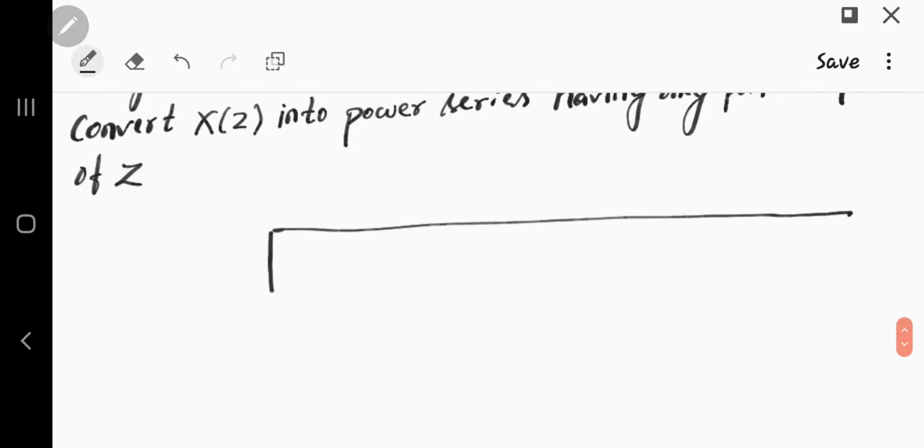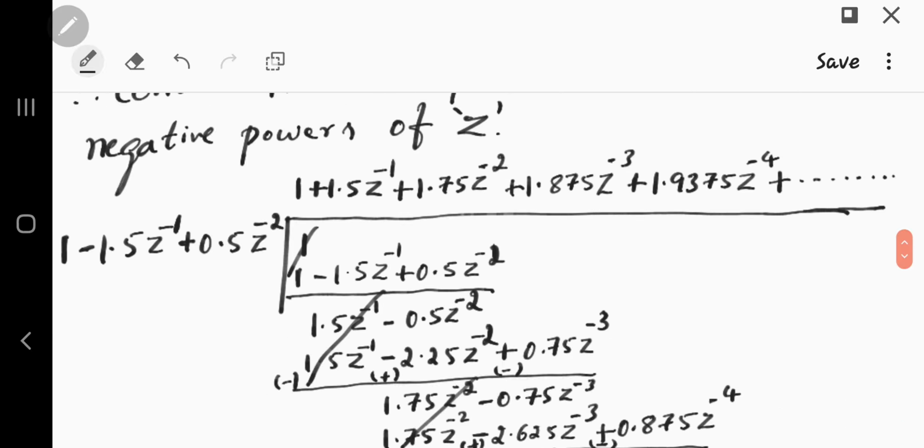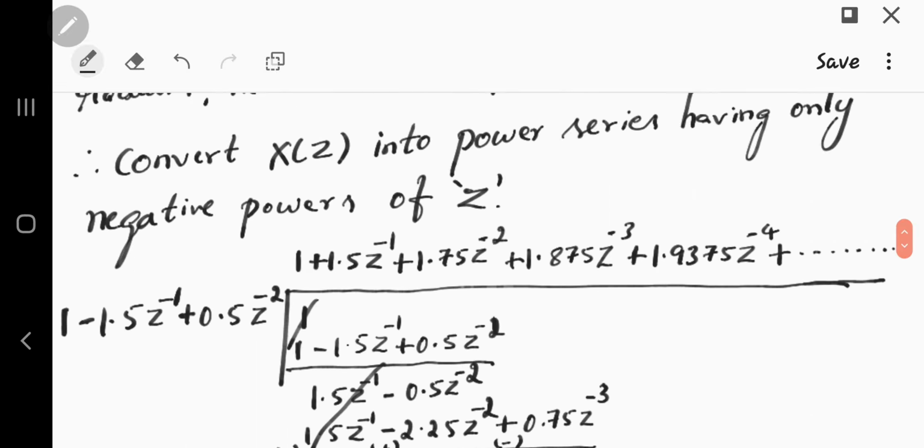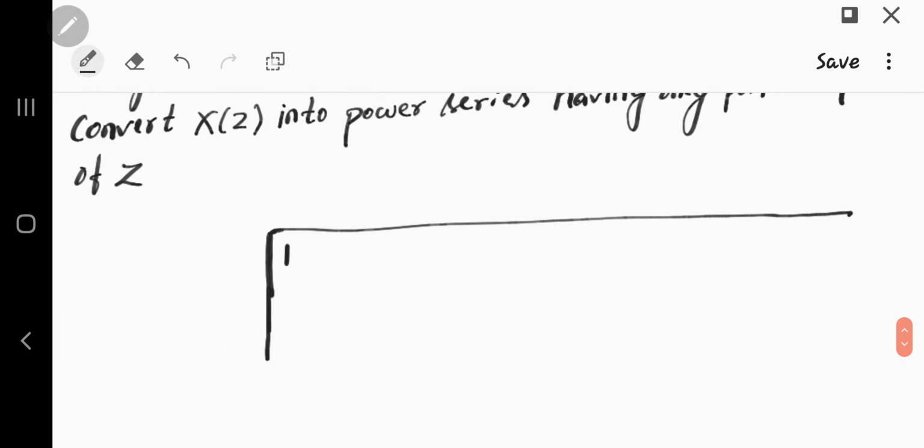So let's take this part. Since the numerator is 1, I'm just leaving that as it is. Now since the power of z should be positive, because it's a negative time sequence, you can see this expression. I'm just taking back here. The powers of z are negative here and here. That is the reason I will be arranging it this way: 0.5 z to the power minus 2 minus 1.5 z inverse plus 1.